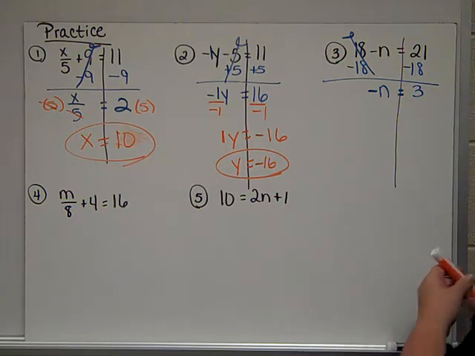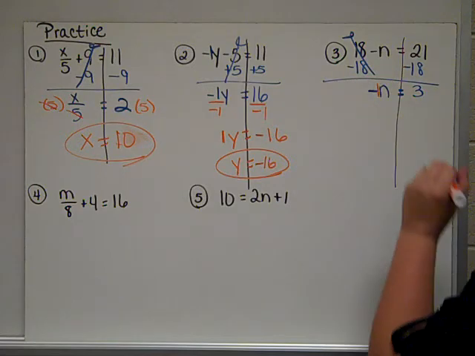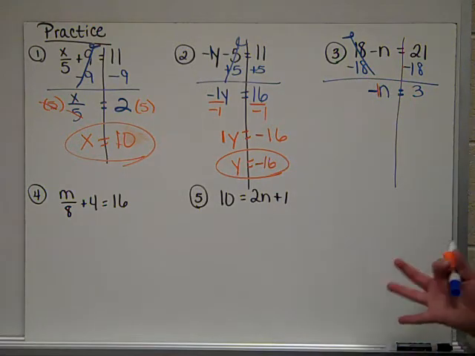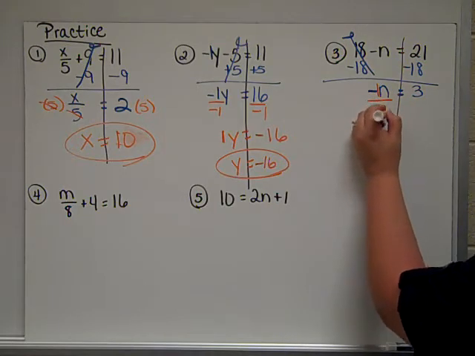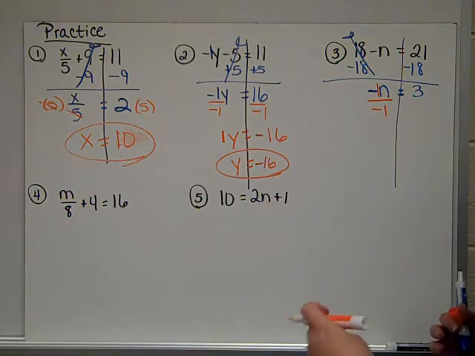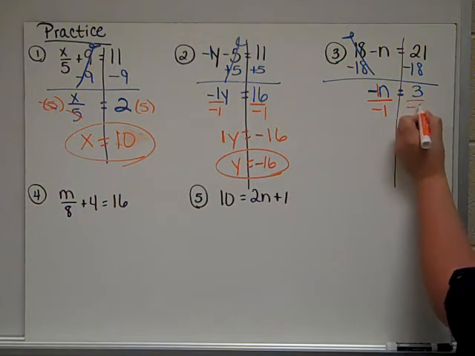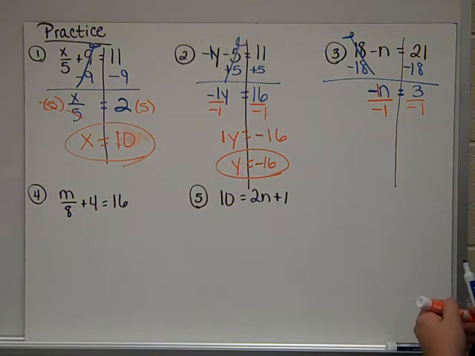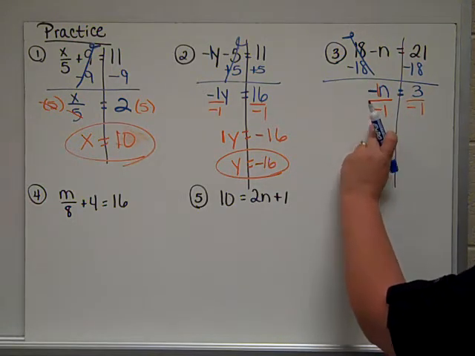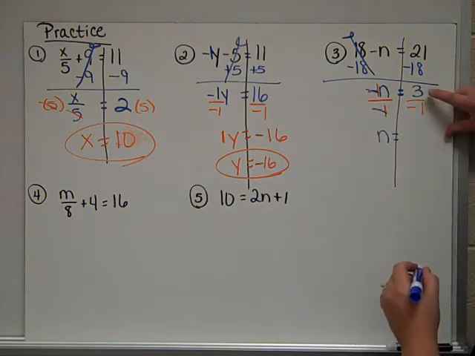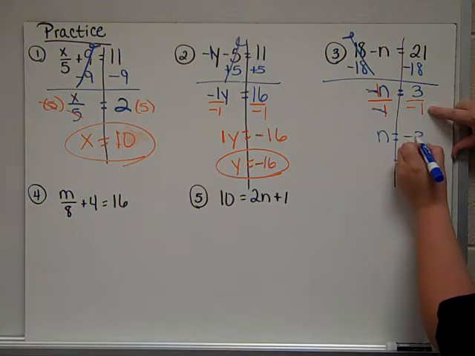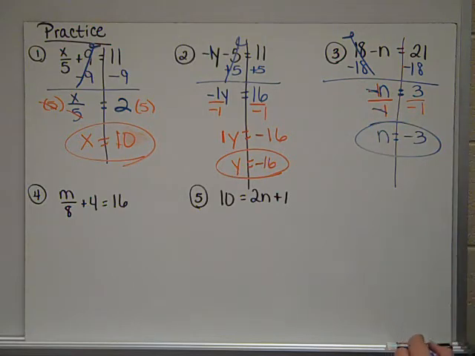This is the one where, remember, there's a negative 1n sitting there. So what's my coefficient? Negative 1 is my coefficient. Since I have multiplication, I must divide by my coefficient of negative 1. And then by doing that, negative 1 divided by negative 1 gives me that positive 1n. 3 divided by negative 1 is negative 3.